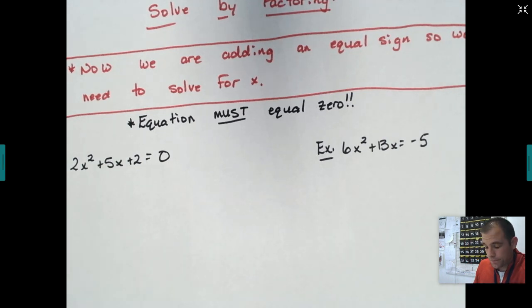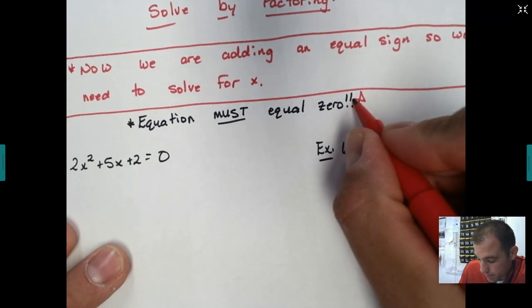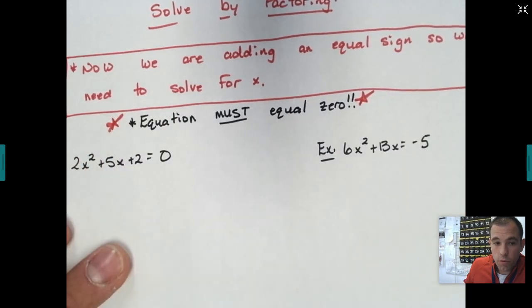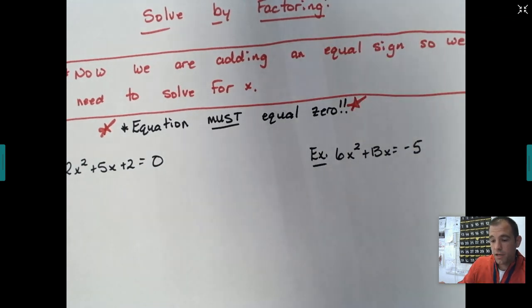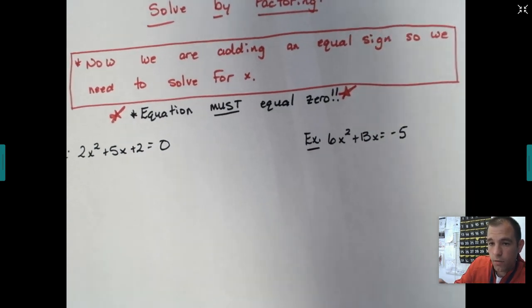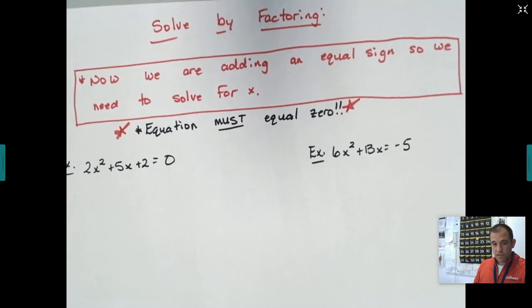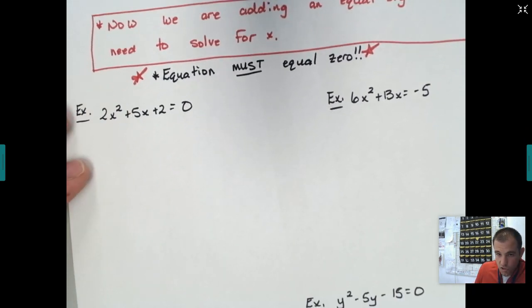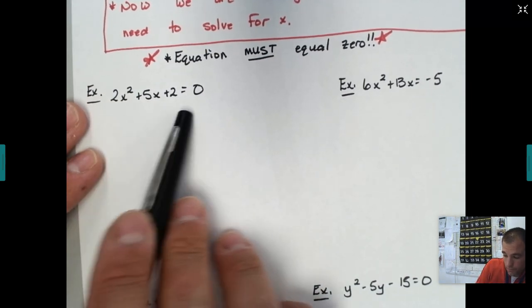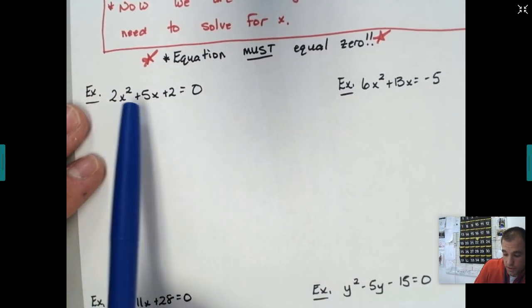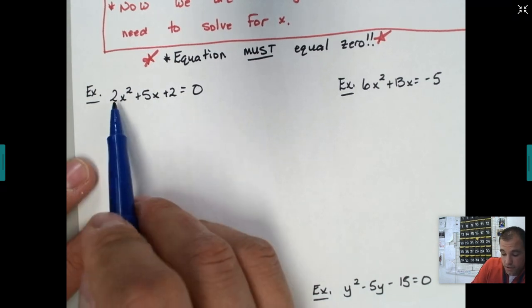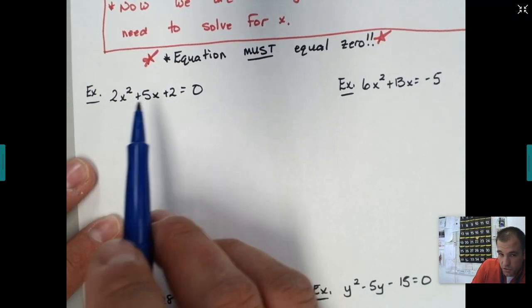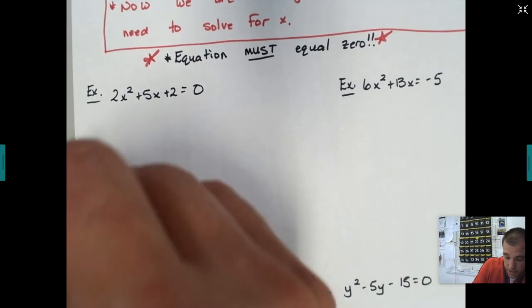But the key to this is that the equation must equal 0 before you can do anything. Okay, so the equation has to equal 0 in order for us to be able to solve by factoring. If it doesn't equal 0, you need to make it equal 0. All right, so it's going to be a lot of the same steps. We're going to do 2 examples, because we're going to get a lot of practice with this in a little while. So this first problem, it's 3 terms, so it can't be a difference of squares. There's no greatest common factor. 2, 5, and 2 don't have anything in common, so I can't take out a GCF.